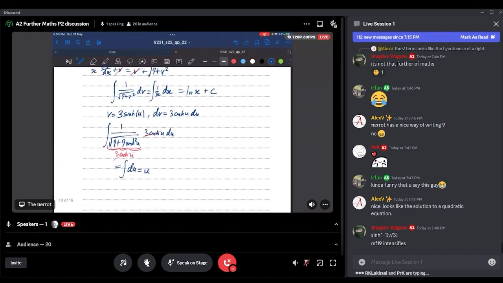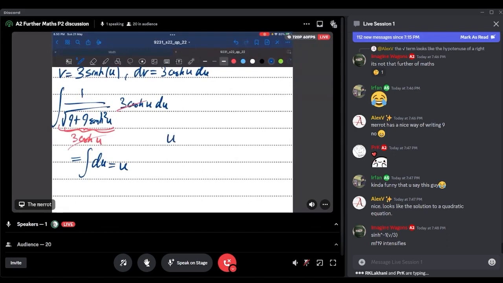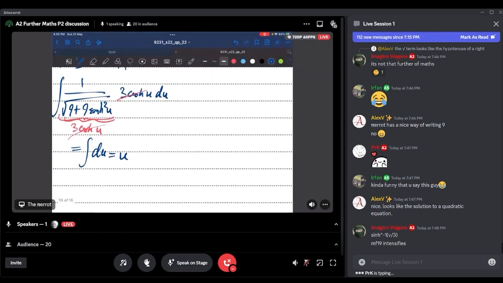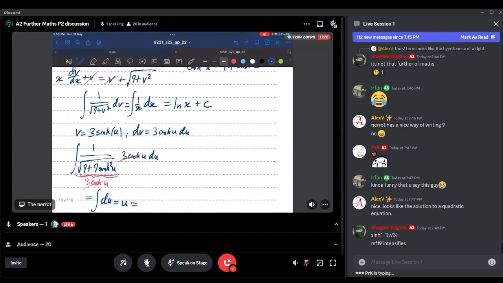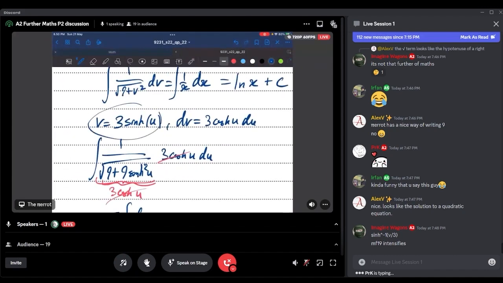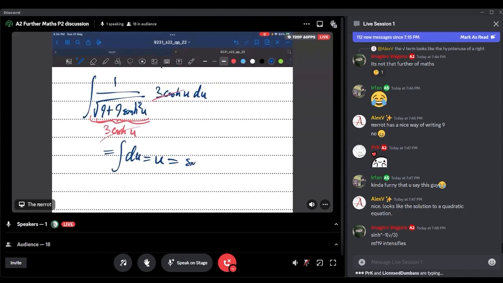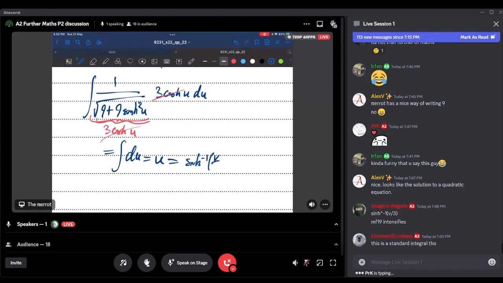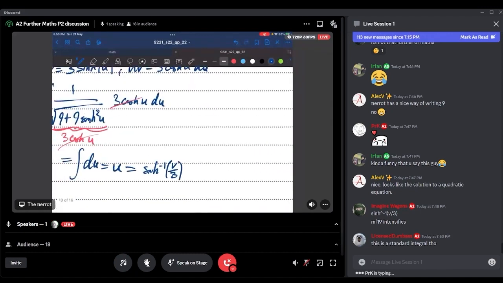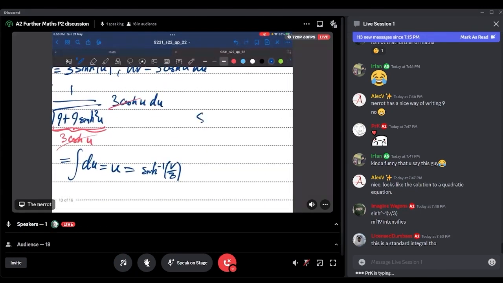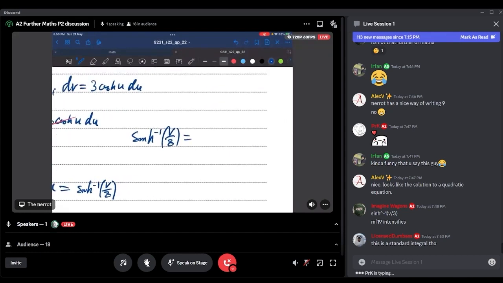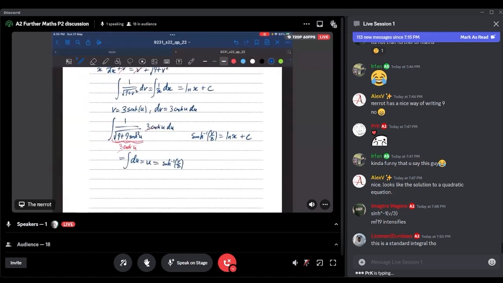So now we have u is equal to then, wait, no, sorry. But we know what u is. u is just when you solve for u here. So v over 3 and then sinh inverse. So sinh inverse of v over 3. That means we have this guy, the sinh inverse has to be equal to ln of x. Let's see. Standard integral, I guess. I don't know.